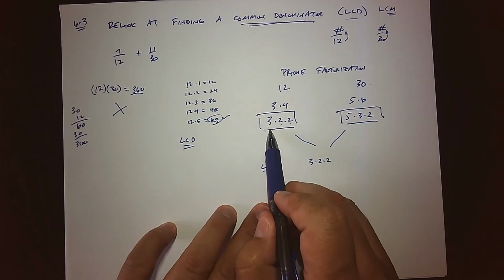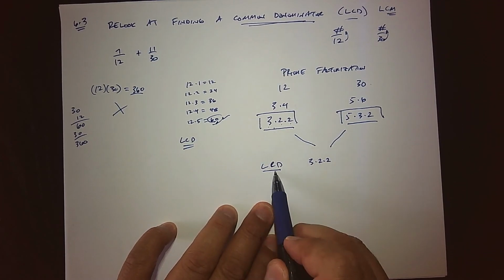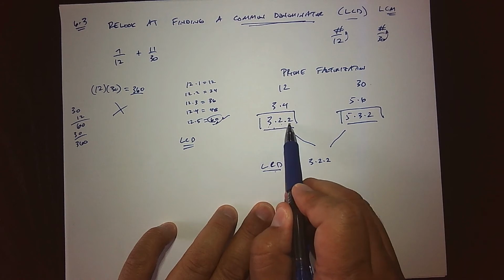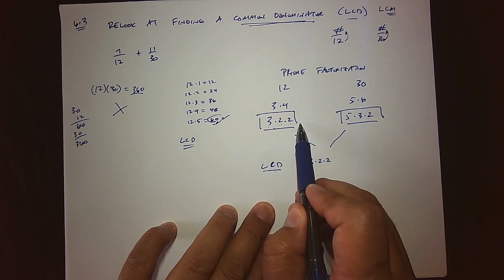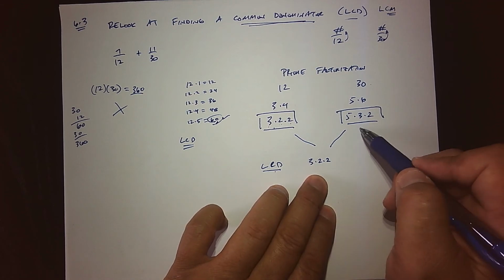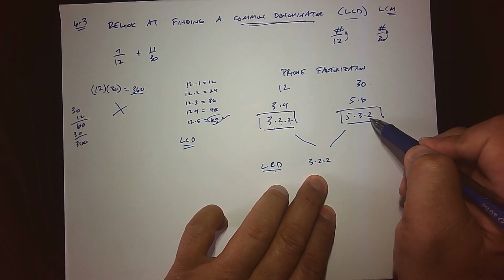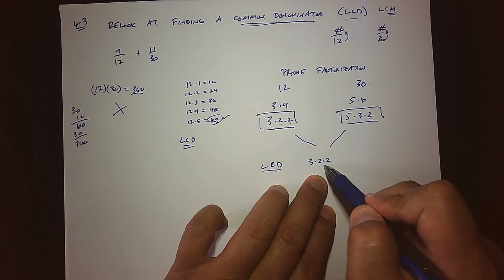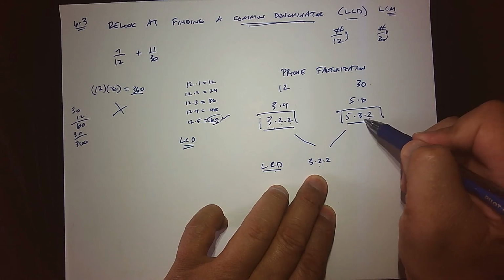So everything begins with mom, right? The LCD has to have a 3 and a 2 and a 2 in it. It's got to have those in there, because we want mom to be in there. And then we're going to take a look at dad. So what does dad want to offer? Well, he wants to offer a 2. But mom's already got it covered. She has 2 of them. So we don't need dad's 2.